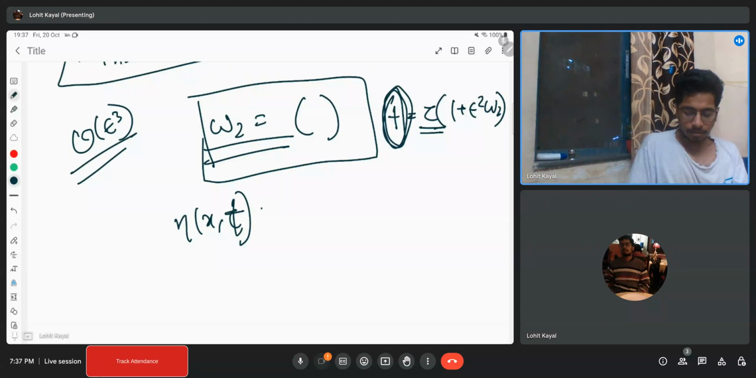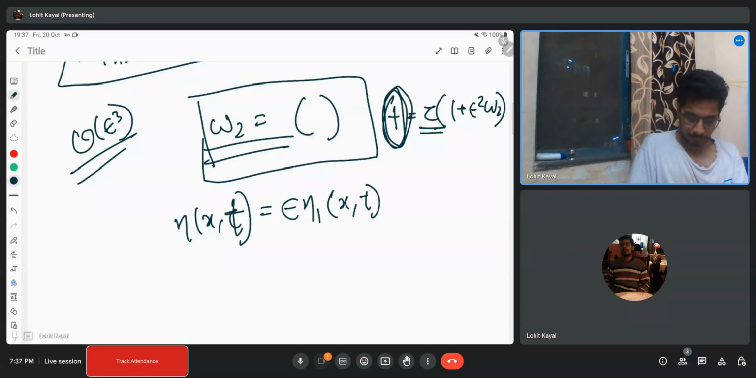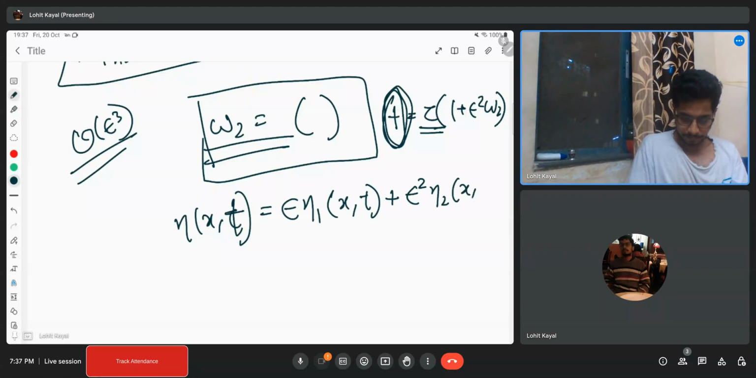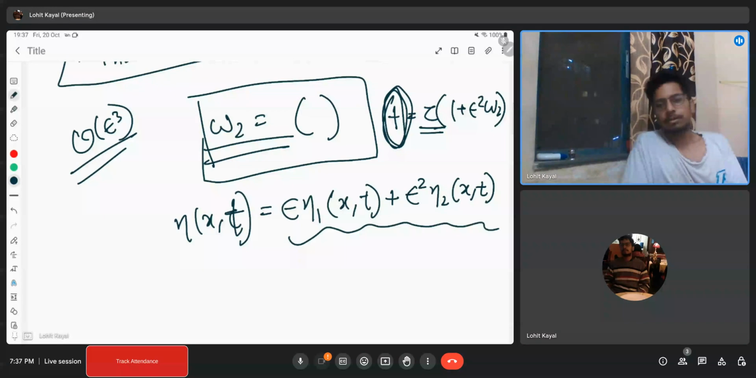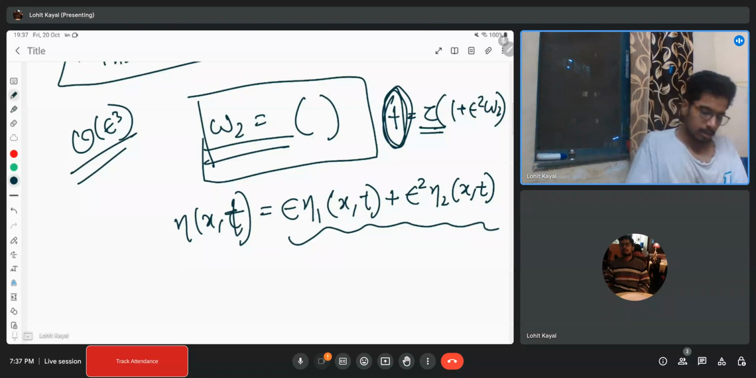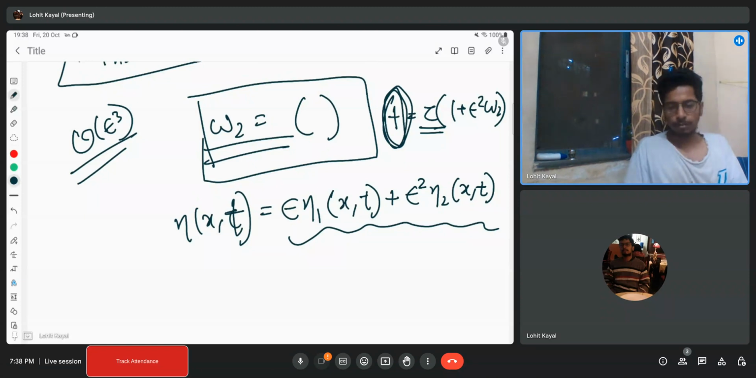and your eta xt will be epsilon eta 1 xt plus epsilon squared eta 2 xt. This is your expression. Now I will show you a result for this particular problem. I will show you a comparison with the simulation as well. Just give me 2 minutes and I'll be back.